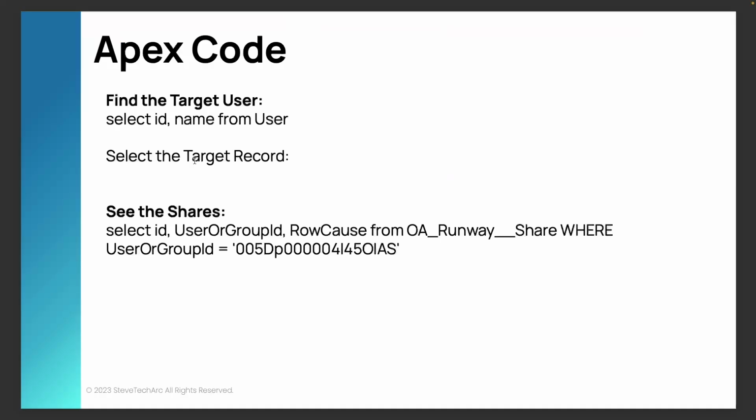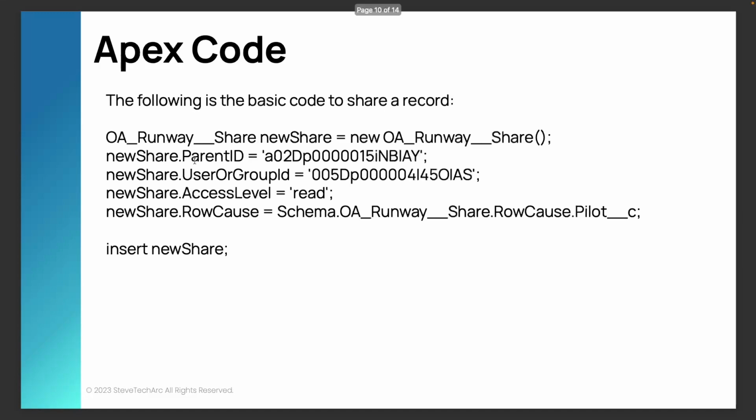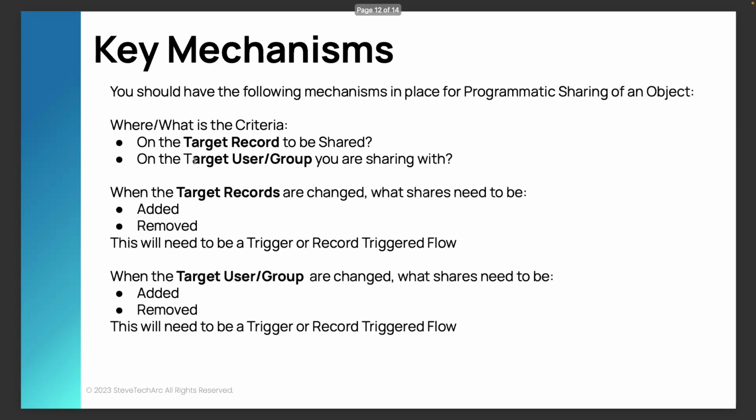So a key element is you need to have the target user. You need to have the target record. You can actually query the shares, and that can make your decisions. And I showed you the code for actually inserting the share. Now, some considerations you need to make is that you need to have the following mechanisms in place.